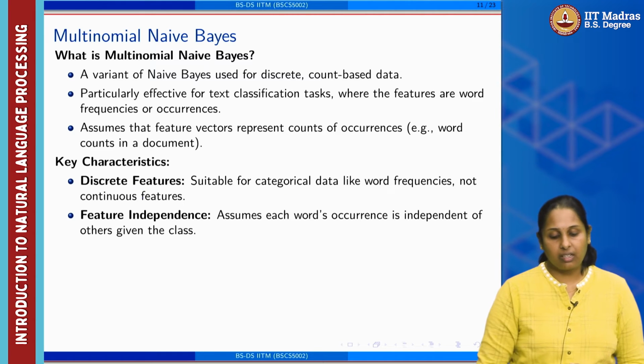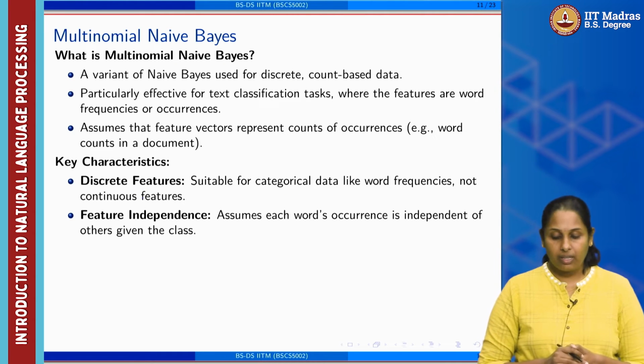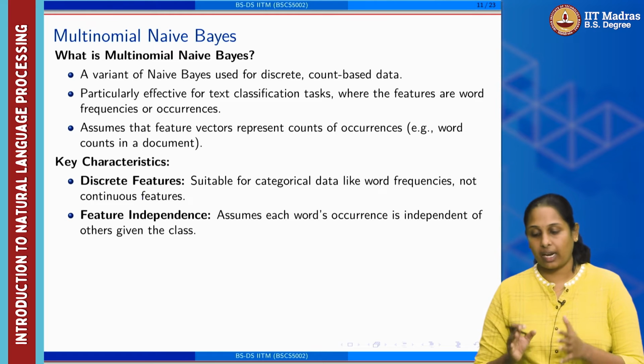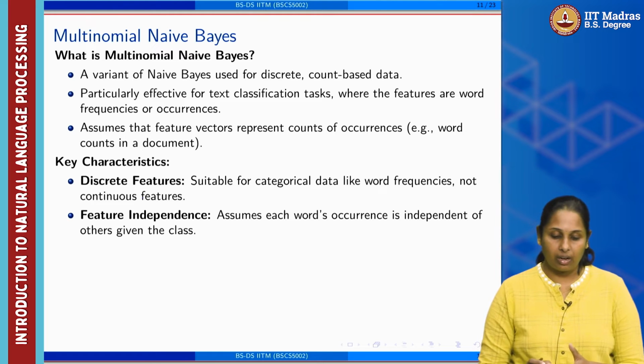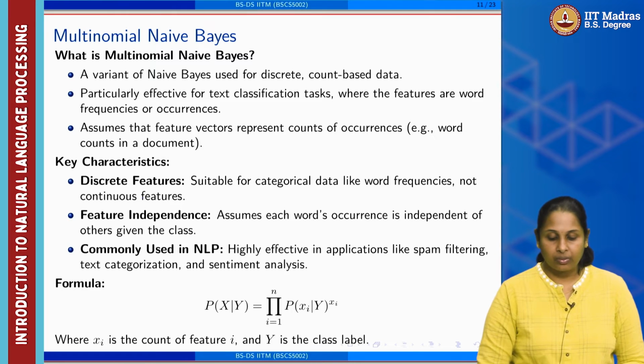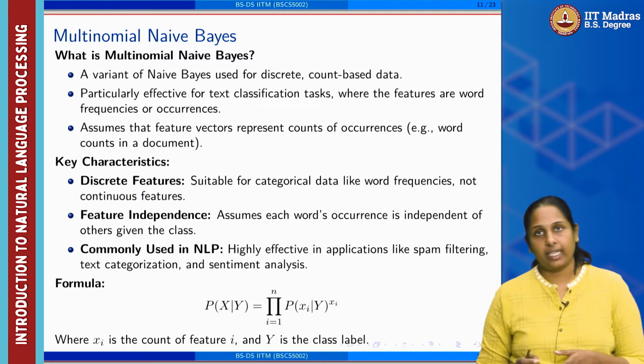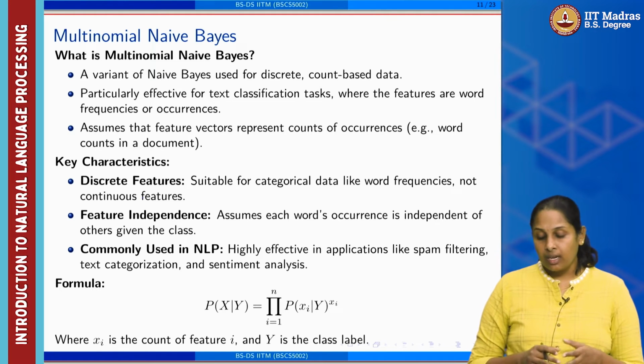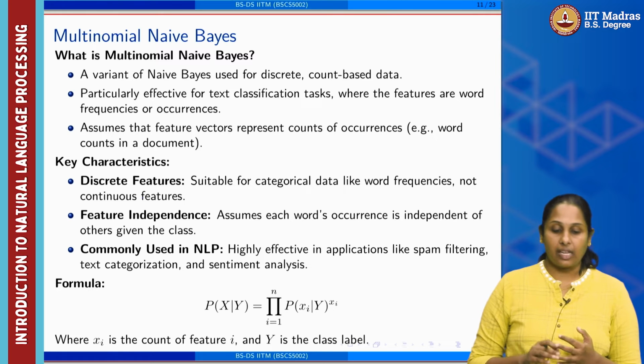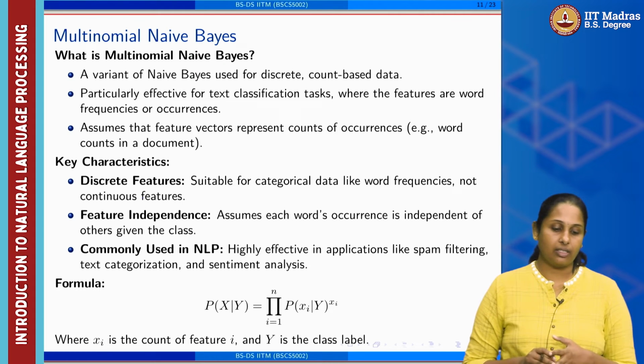It uses feature independence, that means each word's occurrence is independent of others given the class. It is commonly used in NLP, not only in pure tagging and NER kind of contexts, but in contexts like spam filtering, text categorization, and sentiment analysis, where we still use multinomial naive Bayes.